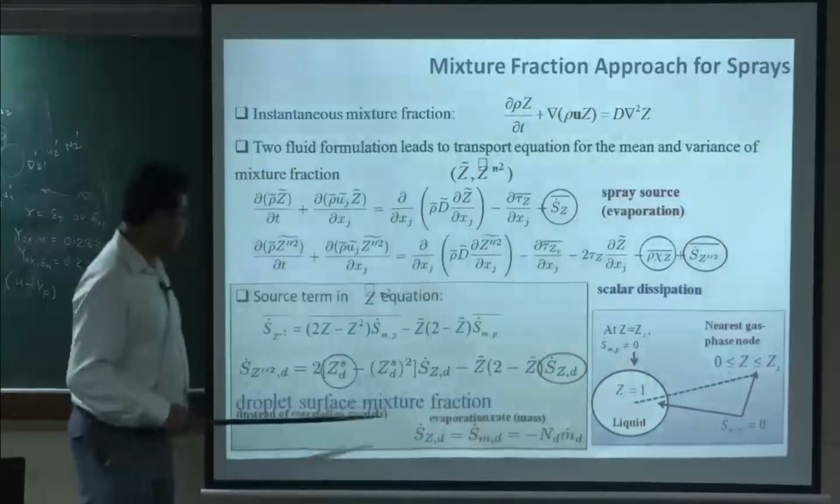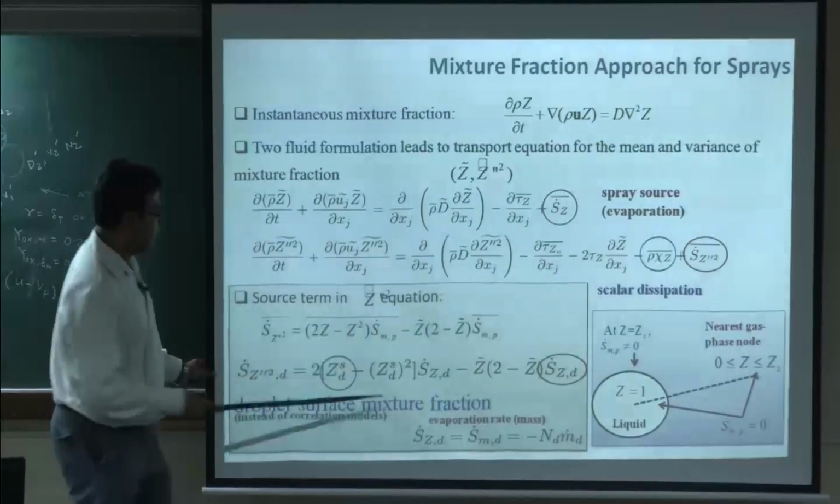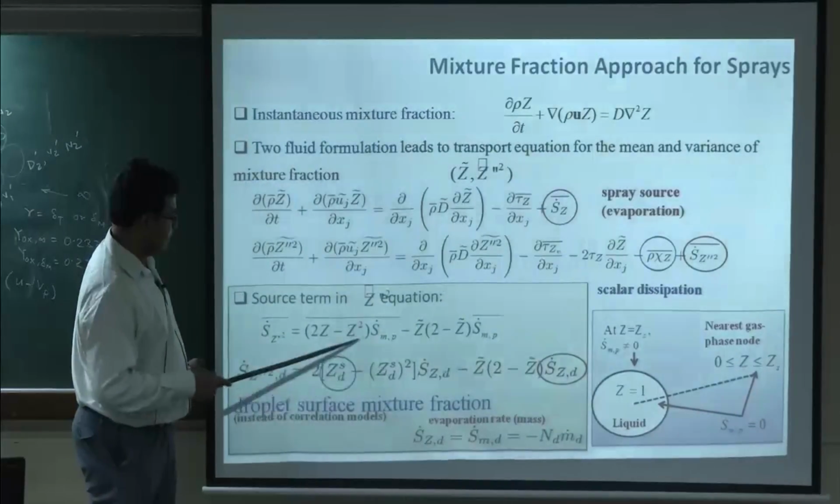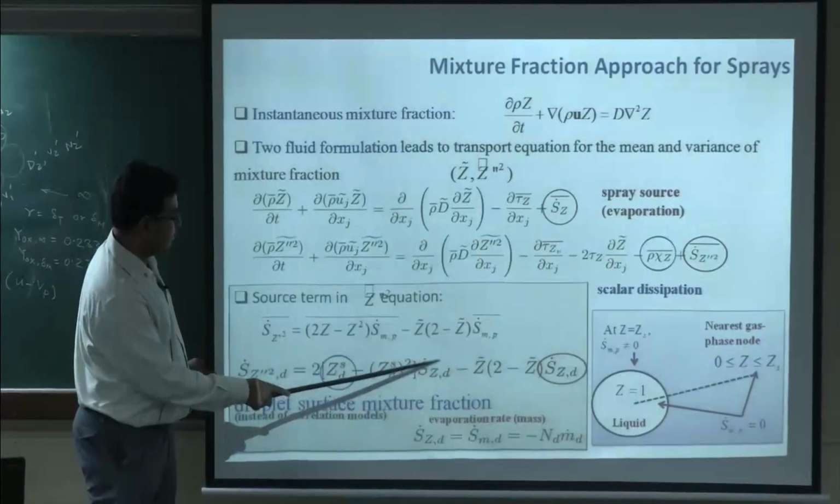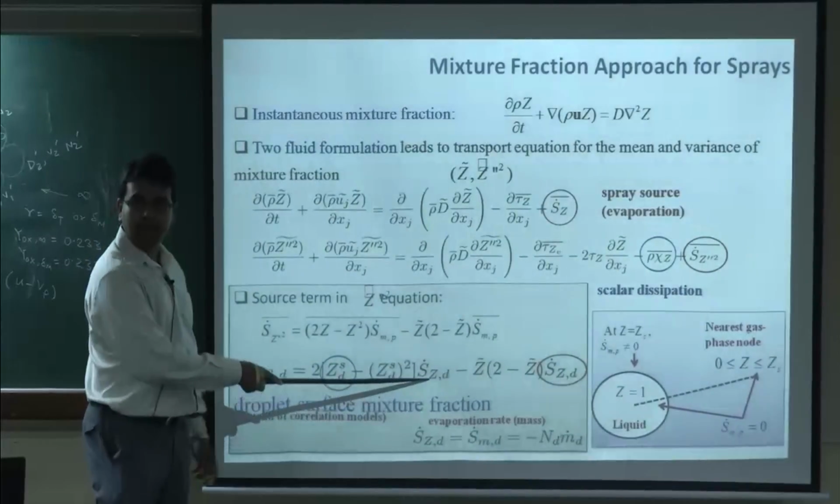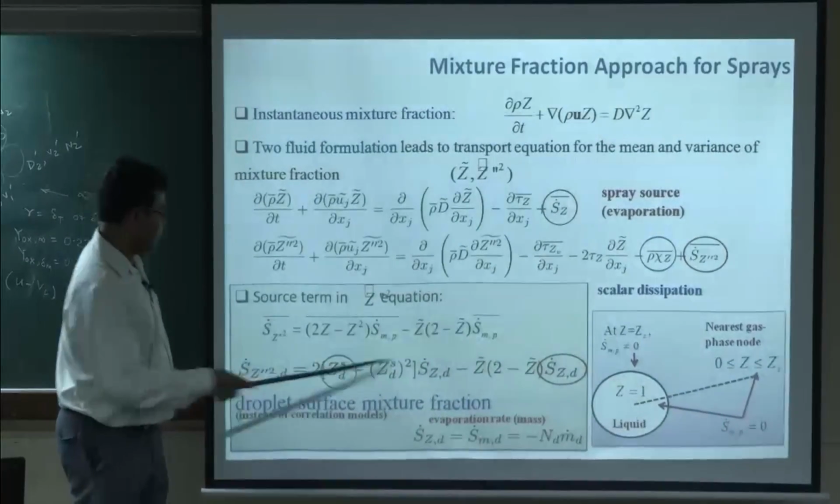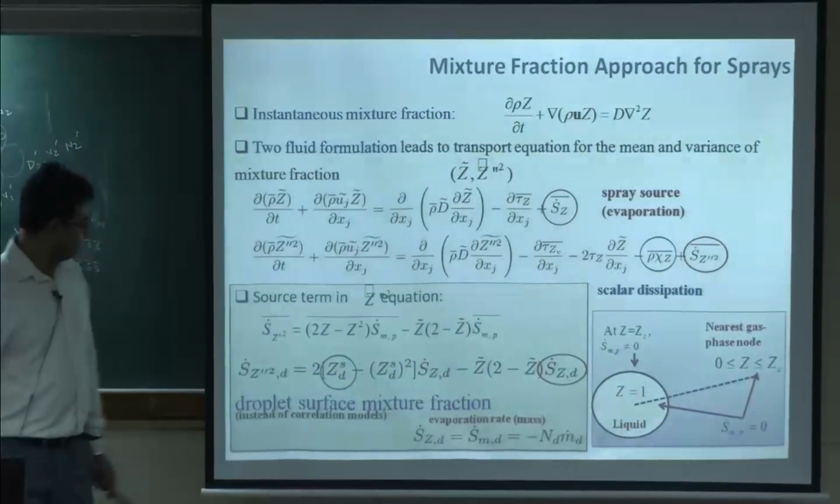When I need to calculate this, I replace this Z by the Z surface, and then this is Z surface square, and this is your rate of evaporation that we have already summed up over the volume. So, this is the source term. This is one model that we have used.